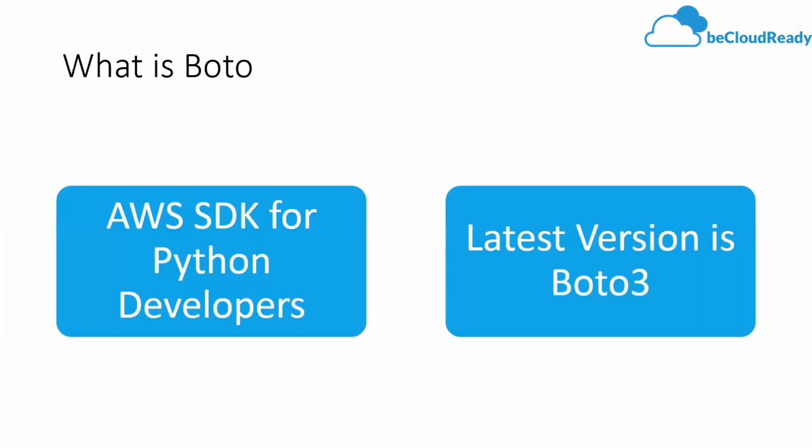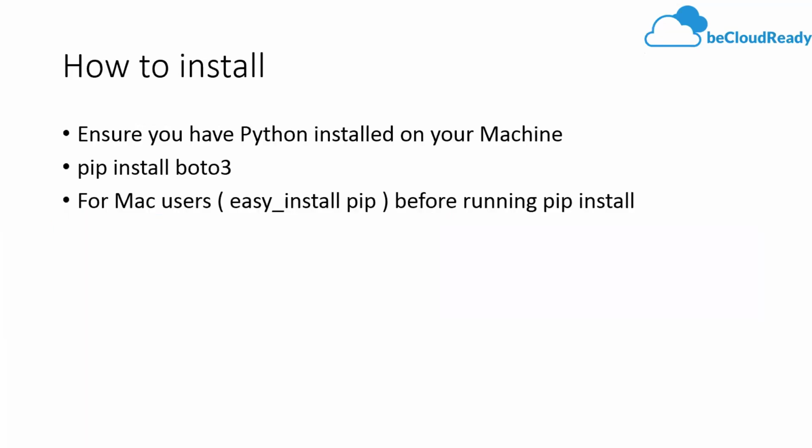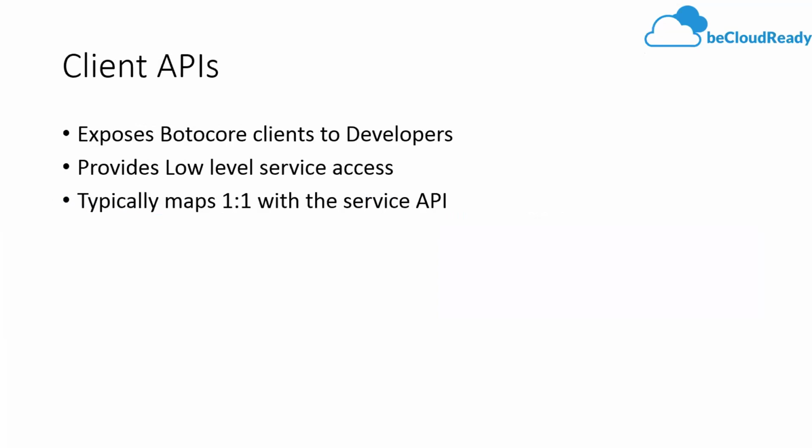Okay, so let's talk about what Boto is. Boto is the AWS SDK for Python developers, and the latest version is Boto3. Once again, the installation process is very simple. You just have to do pip install boto3. Like I mentioned before, Mac users, you might need to install pip before running the pip install command.